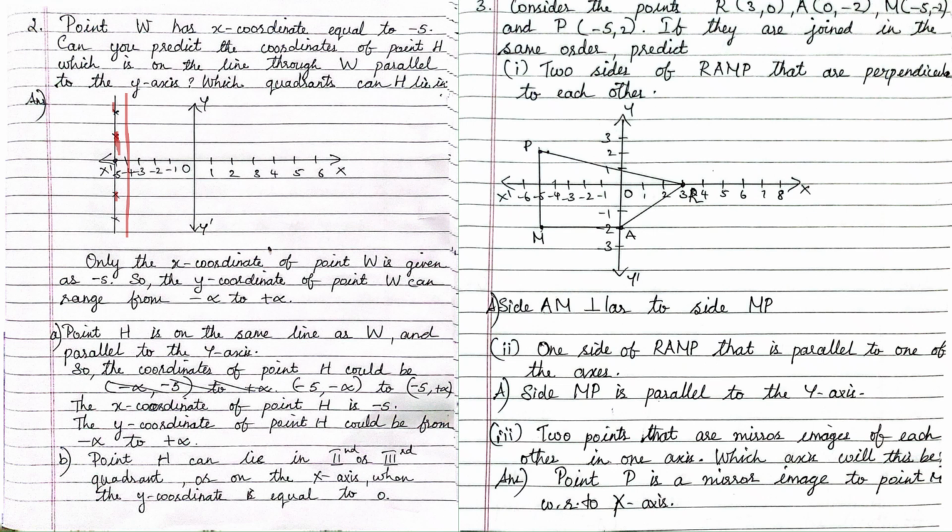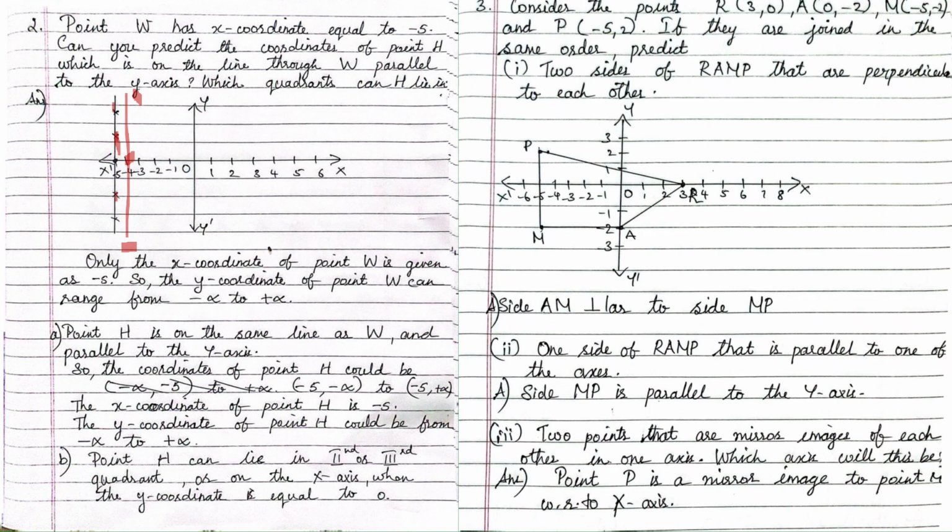What happens to the y-coordinate of H? It can range from minus infinity to plus infinity, from the y dash to plus infinity along the y-axis. The y-coordinate can have any value. It can also have the value equal to 0, in which case the coordinates of the point H could be -5, 0. Otherwise, it can have any value which ranges from -5, minus infinity to -5, plus infinity.